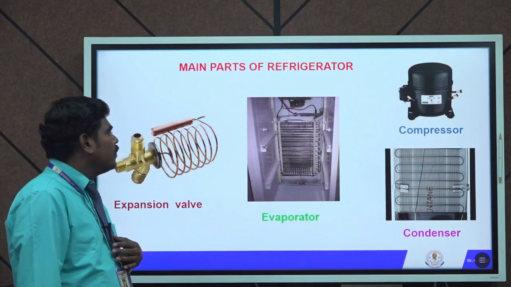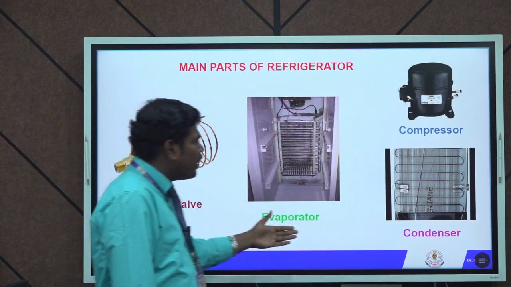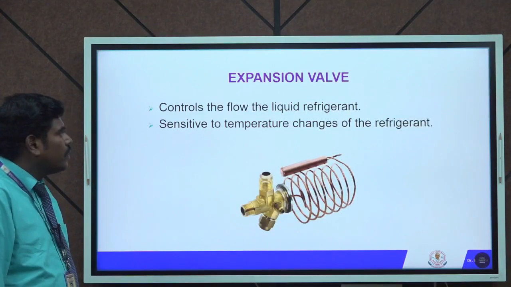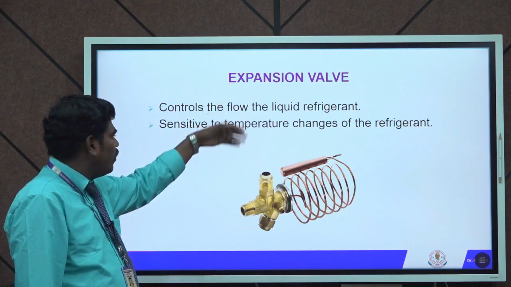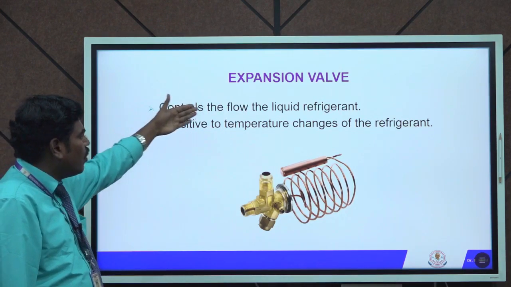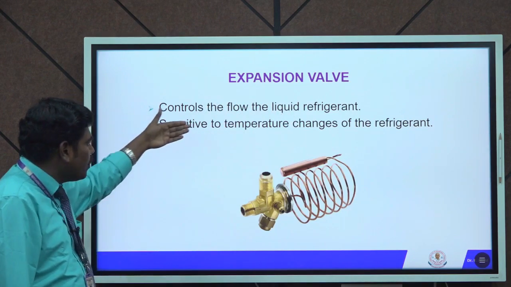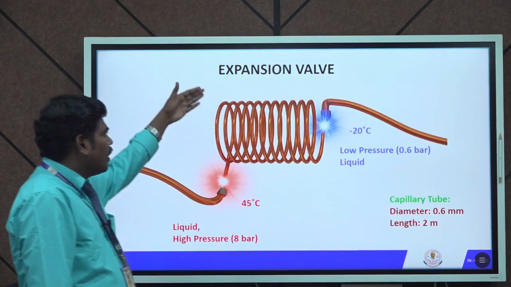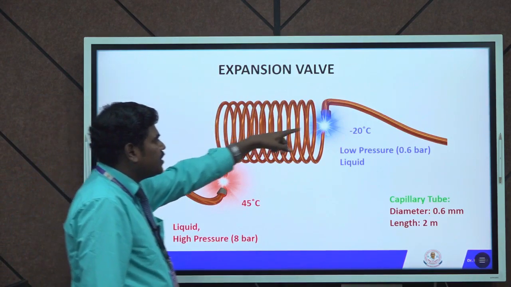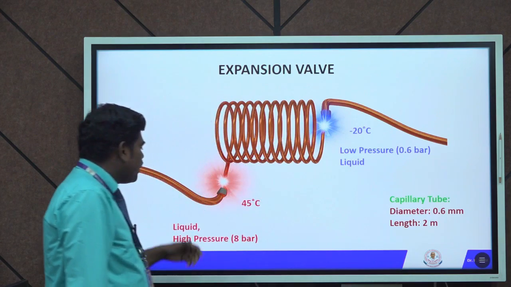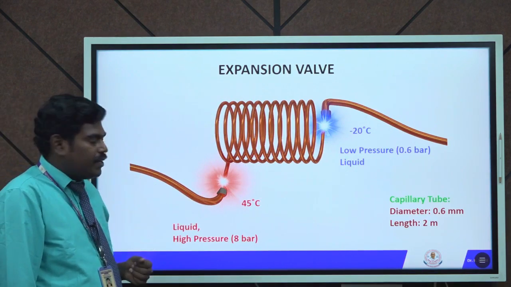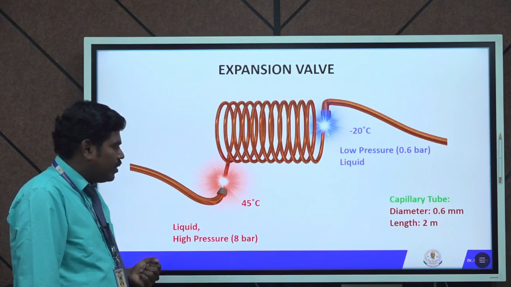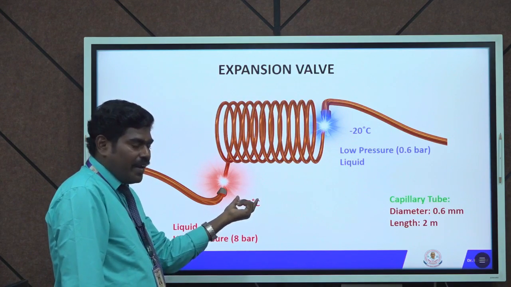Main parts of a refrigerator: expansion valve, evaporator, compressor and condenser. First component is the expansion valve. The expansion valve controls the flow of the liquid refrigerant and is sensitive to temperature changes of the refrigerant. This is the inlet of the expansion valve and this is the outlet. At the inlet, we are allowing refrigerant in liquid form at a high pressure, around 8 bar. The temperature is around 45 degrees Celsius.